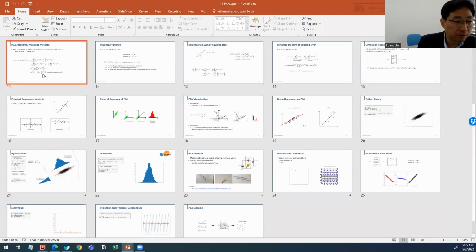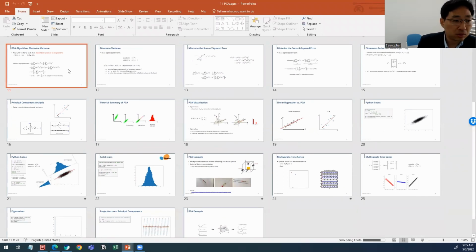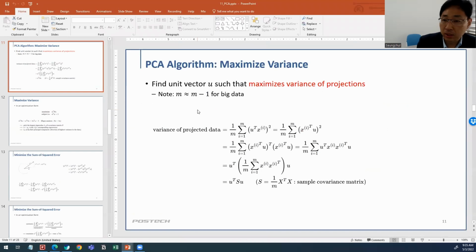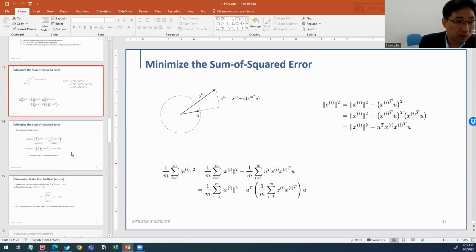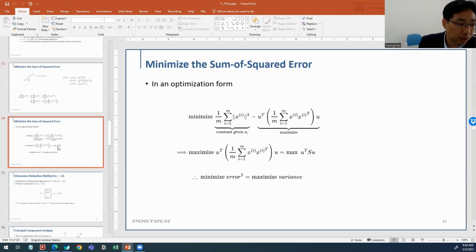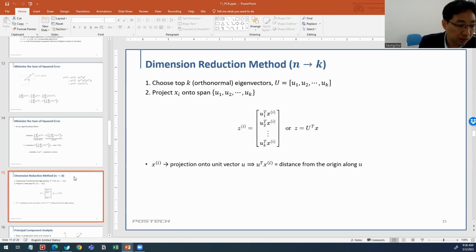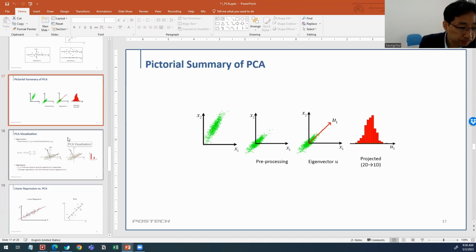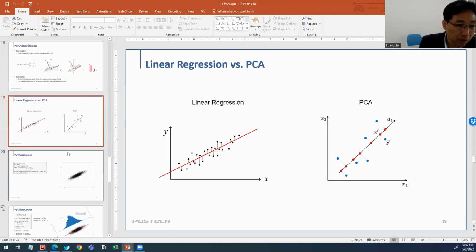And I derived it to maximize the variance. That's the objective. Another thing I want to mention is that these are equivalent: maximize the variance or minimize the sum of squared errors. And I think I proved that. And this one is kind of clear.